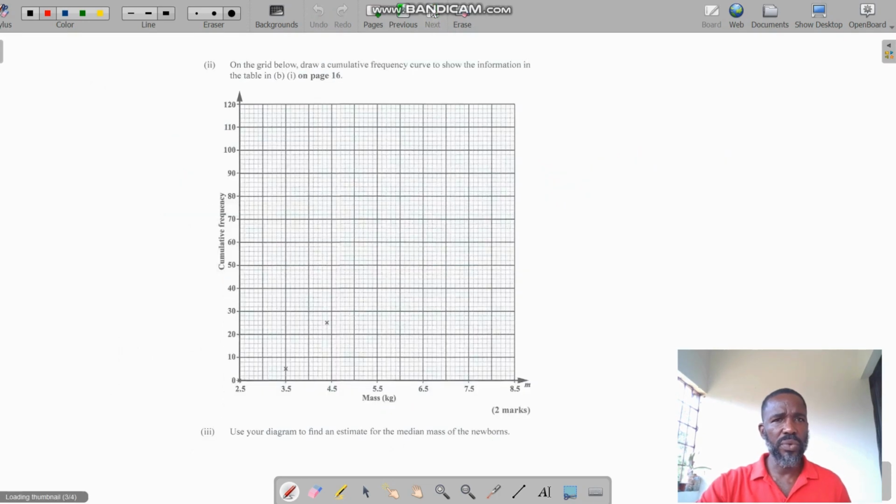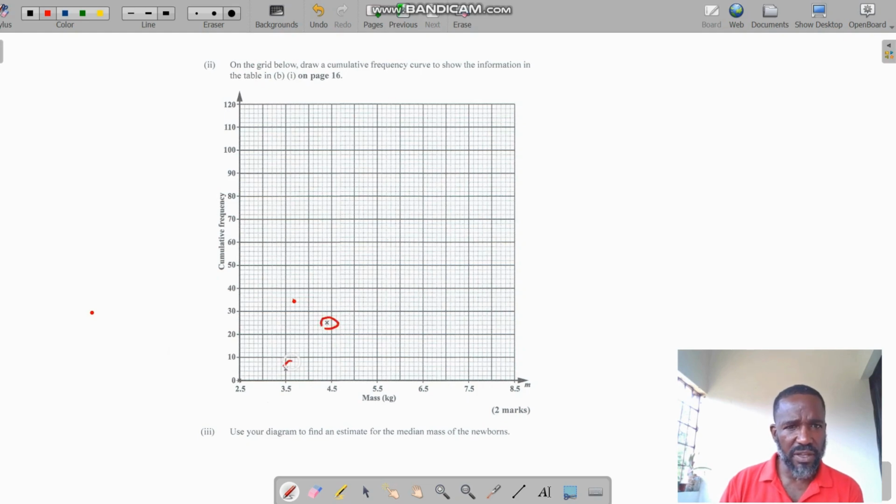Next, we are now to put this on a graph. Okay? So what they have done so far, they have done 2 of those. They have done 2 for you. So they have done this one and they have done this one. So we are to now continue. So the other one was 5.3.